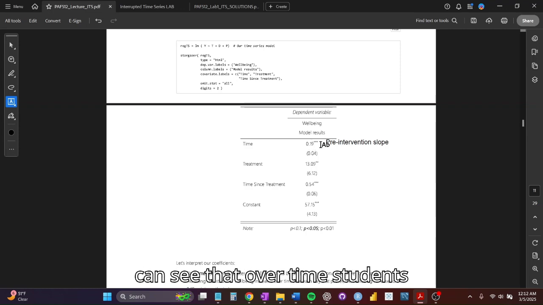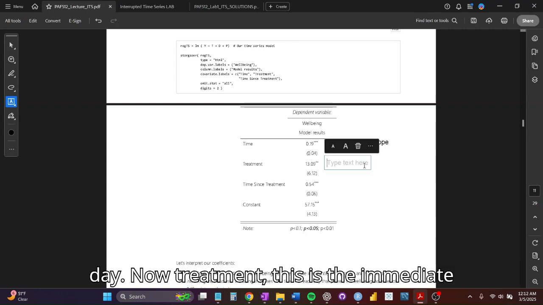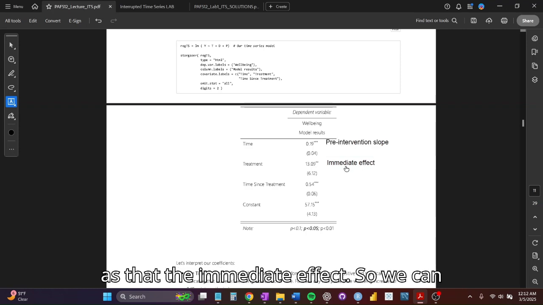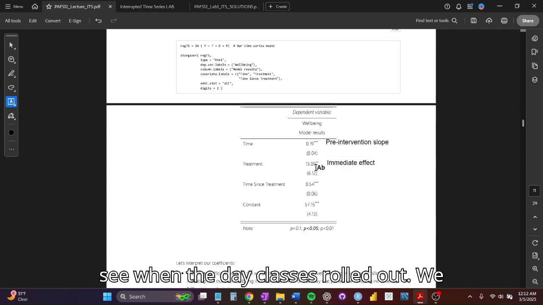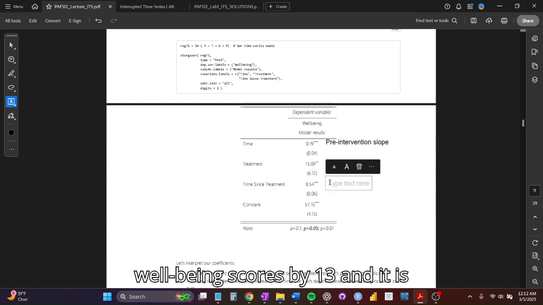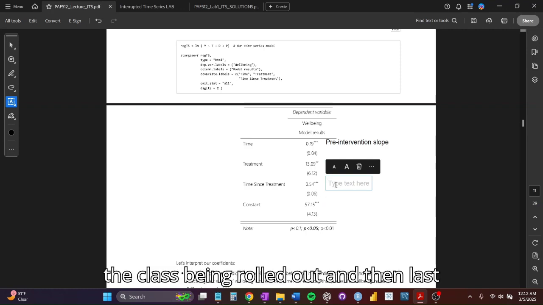So in this case, we can see that over time, students' well-being scores were actually increasing on their own by 0.19 per day. Now treatment, this is the immediate effect. You'll just want to remember it as that, the immediate effect. So we can see when the day classes rolled out, we noticed an immediate increase in the well-being scores by 13. And it is statistically significant.